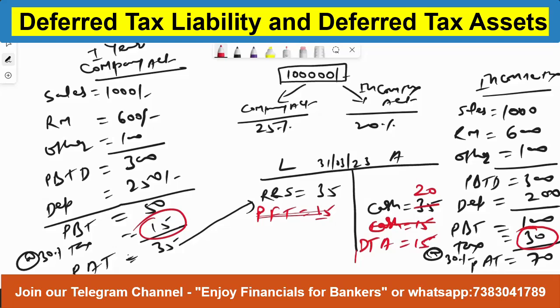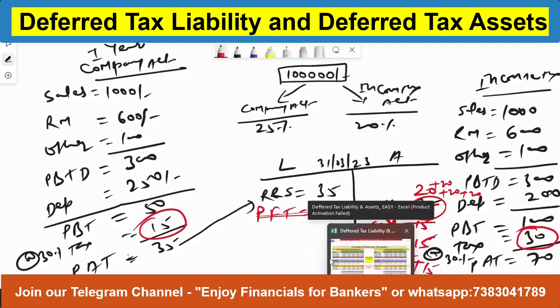So now every year the company will make 15 plus 15 plus 15 plus 15. Total how much? Deferred tax assets, the company will pay 60 rupees. And every year the cash, they will pay from where? Instead they have transferred the cash 35 from reserve and surplus, but every year the cash will be reduced and become 20 plus 20 plus 20 plus 20.